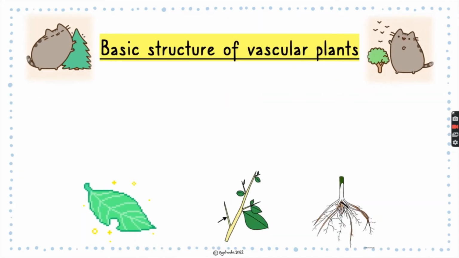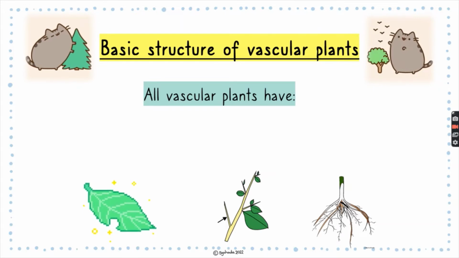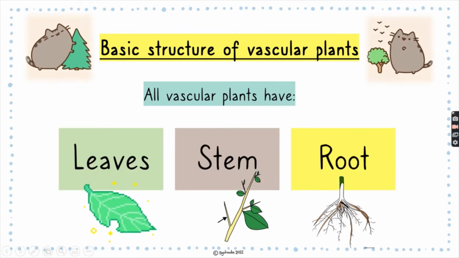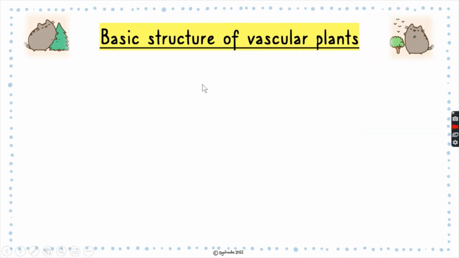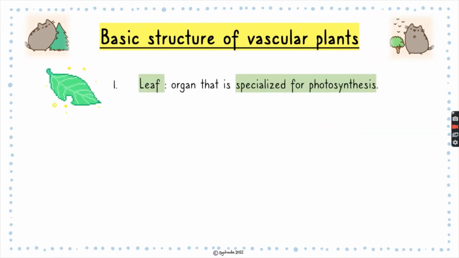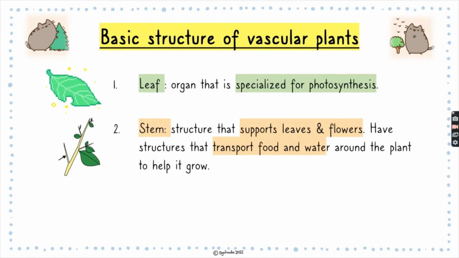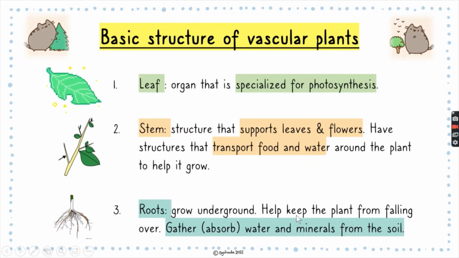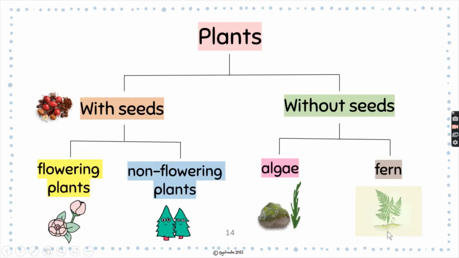The basic structure of vascular plants includes the fact that all vascular plants have leaves, stem, and root. The meaning of vascular here is that they have vessels that help to transport food and water. The leaf is an organ that is specialized for photosynthesis. The stem is a structure that supports the leaf and the flowers, and has structures that transport food and water around the plant to help it grow. And lastly, roots grow underground and help keep the plant from falling over. They gather and absorb water and minerals from the soil.